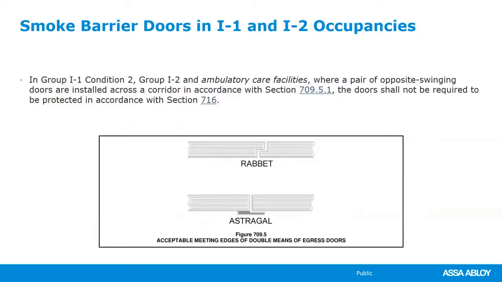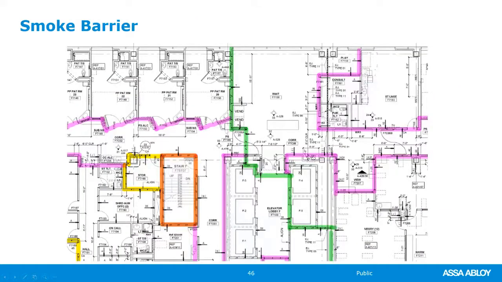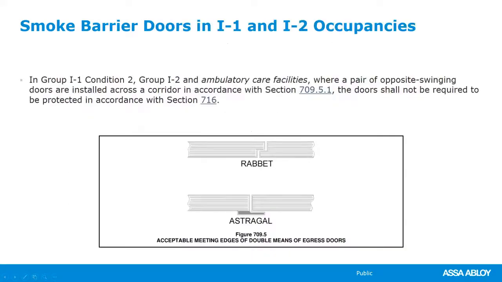The doors in smoke barriers in I2, and these are your cross corridor doors, opposite swinging doors installed across a corridor: the door shall not be required to be protected in accordance with section 716. That is critical because this is a 1 hour wall with a 20-minute door. And what this is saying is that door does not need to be 20-minute rated.